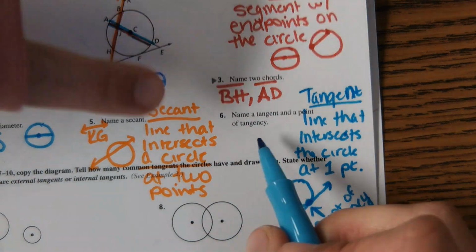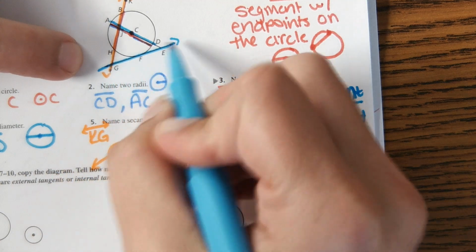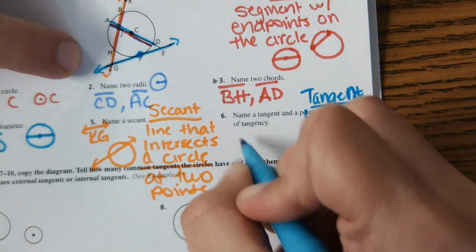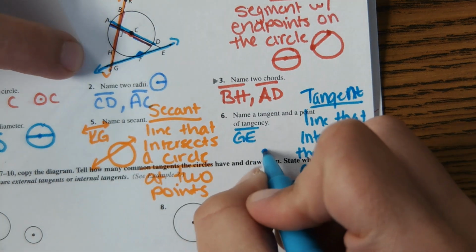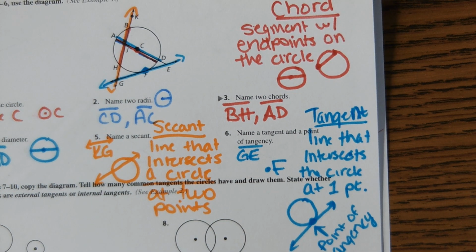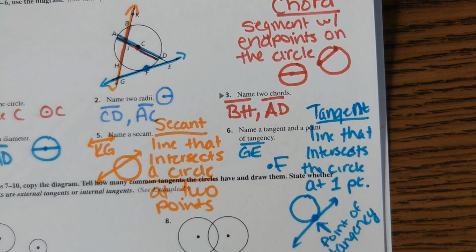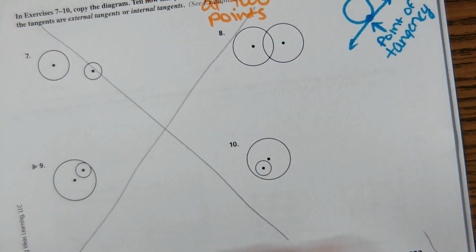So then name a tangent and a point of tangency. Right here, this would be a tangent line. It intersects at 1 point, so it'd be line GE. And then the point of tangency where it intersects is point F. Okay. Then from there, we're going to cross off these four and just skip to the next page.